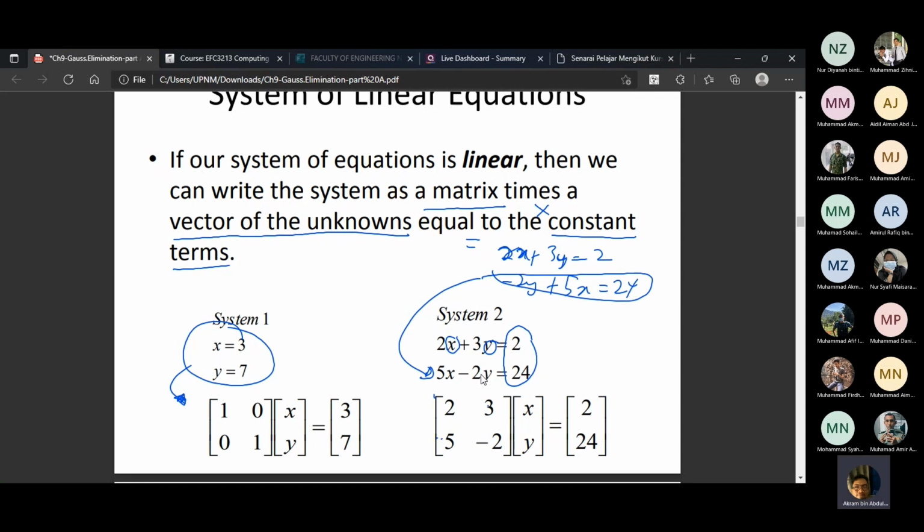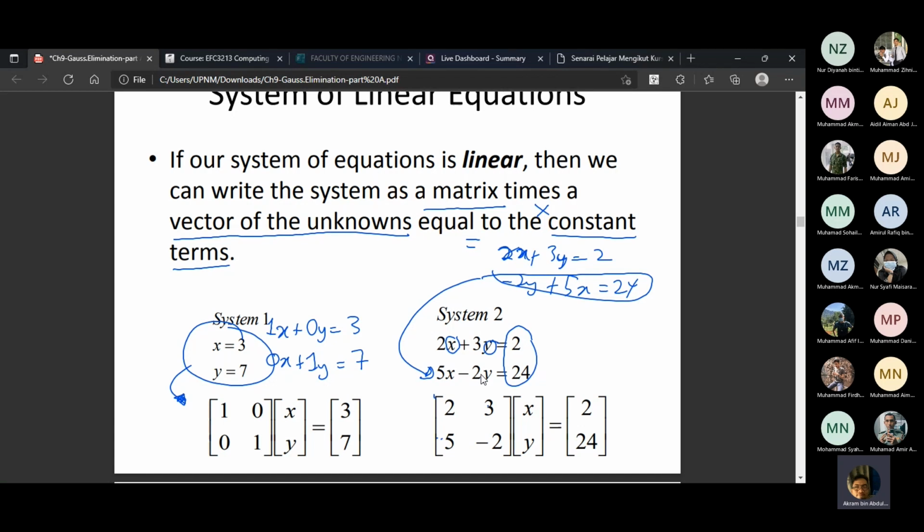Sama juga untuk sistem 1. Sistem 1 ni sebenarnya adalah you ada 1x plus 0y equal to 3 and then 0x plus 1y equal to 7. You boleh rewrite this one macam ni lah. So kita ambil dia punya yang darab dia saja. So 1, 0, 0, 1. Darab dengan unknown dia adalah x dengan y. So equal dengan constant term dia adalah 3 juga 7.